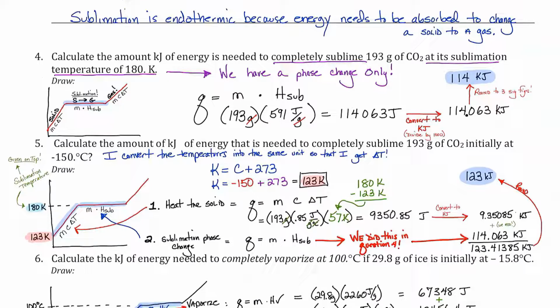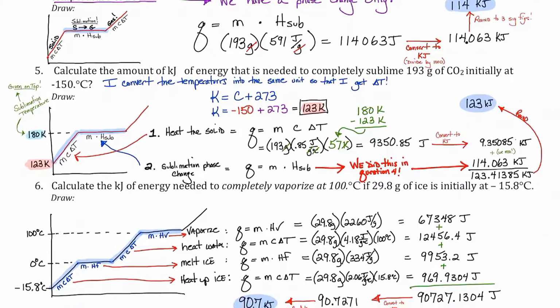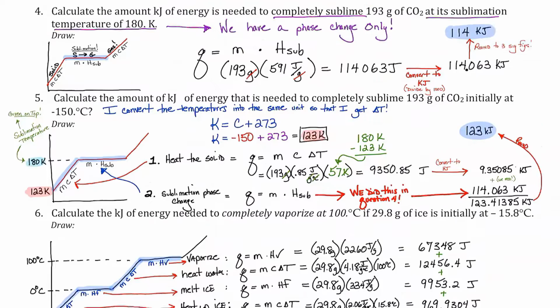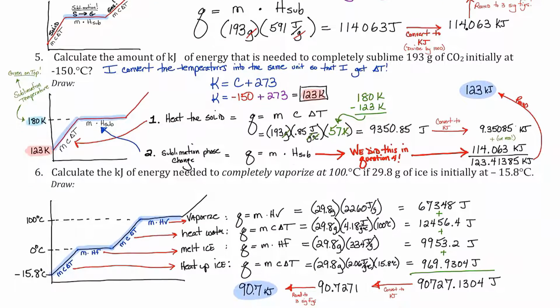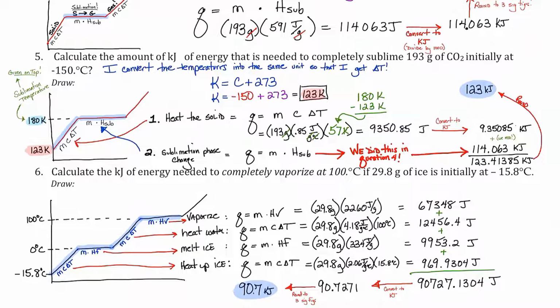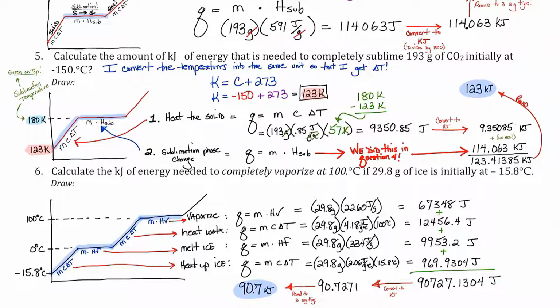So in order for that to occur, I'm going to ask you to draw again. And if you look here, party people, when we draw, we can see that this is going to be 4 steps. I'm going to heat up the ice to 0. I'm going to melt the ice. I'm going to heat the water. And then I'm going to completely vaporize. You can see if you draw the 4 steps.